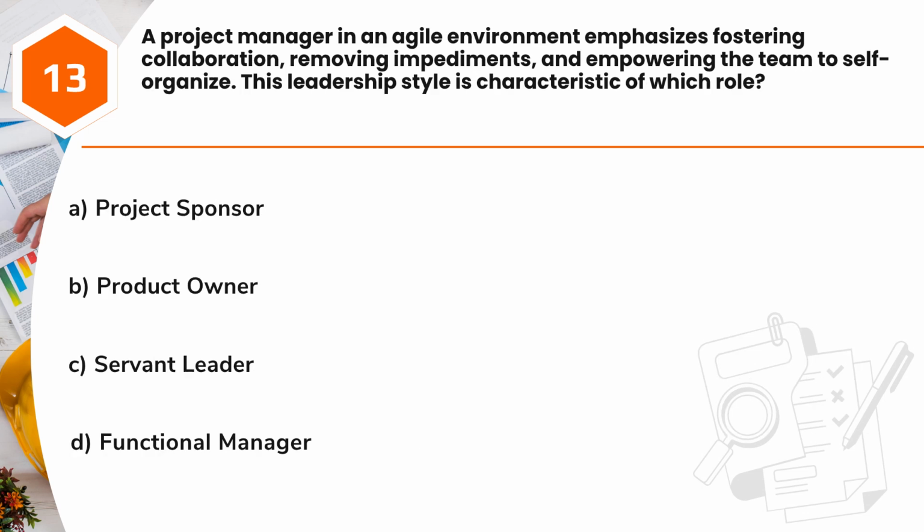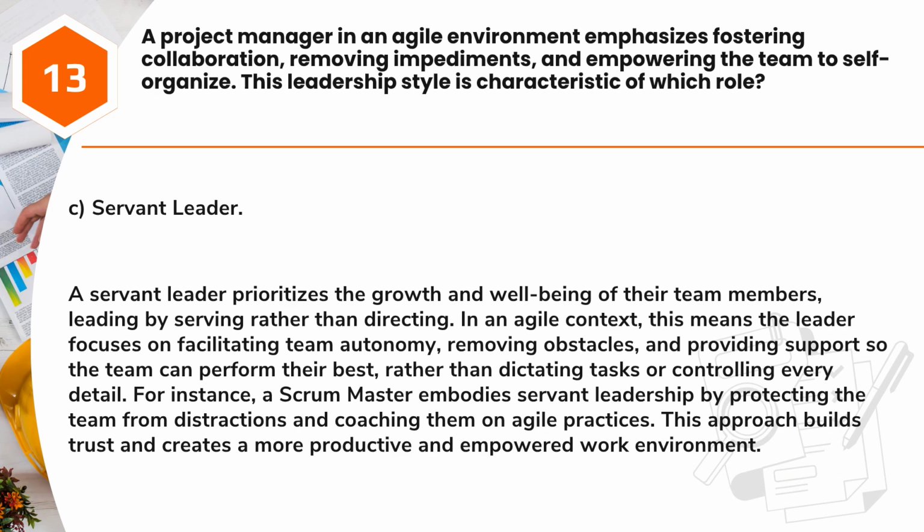Question 13. A project manager in an agile environment emphasizes fostering collaboration, removing impediments, and empowering the team to self-organize. This leadership style is characteristic of which role? A. Project sponsor. B. Product owner. C. Servant leader. D. Functional manager. Answer: C. Servant leader. A servant leader prioritizes the growth and well-being of their team members, leading by serving rather than directing.